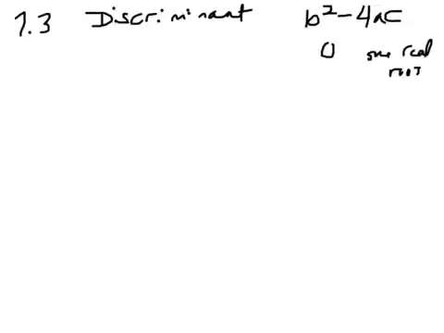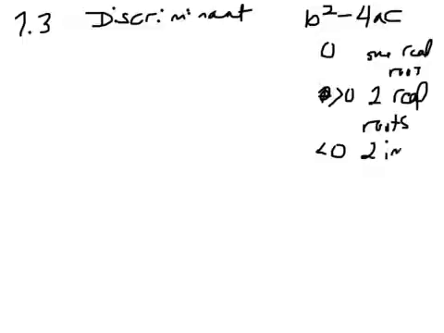If it ends up being a positive number, if it's bigger than 0, in other words, if b squared minus 4ac is bigger than 0, if it's positive, you get two real roots. And if b squared minus 4ac is less than 0, if it's negative, you get two imaginary roots. And they're actually conjugates of each other when that happens.